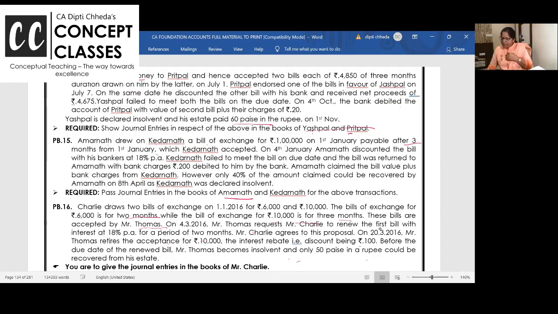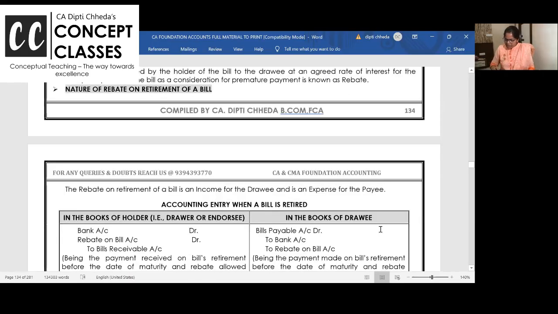ठीक है. However, only 40%. So 1,200,000 का only 40% came from the bank. 1,200,000 का 40% will come from the bank. 40%, sorry, not 40,000, 40%. And the remaining 60%. ठीक है? Right. So that's all for dishonor.